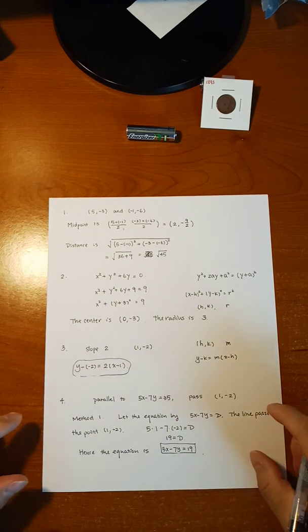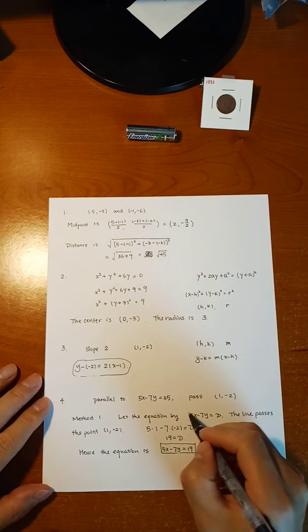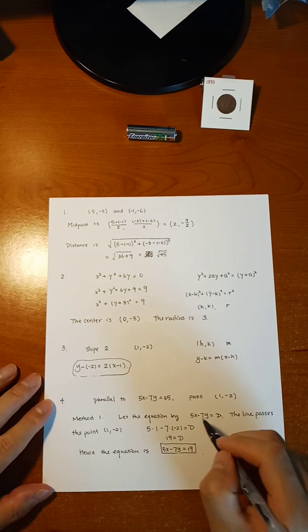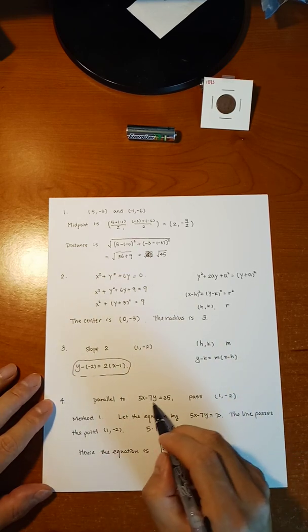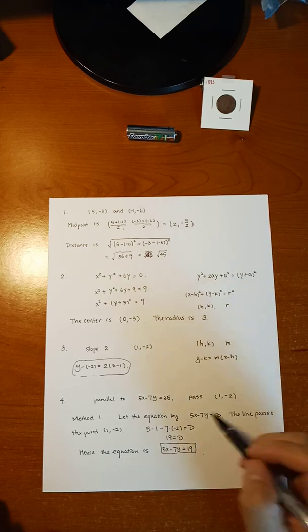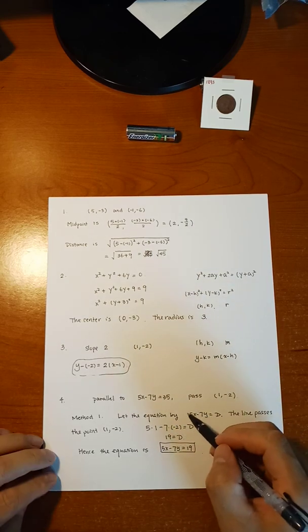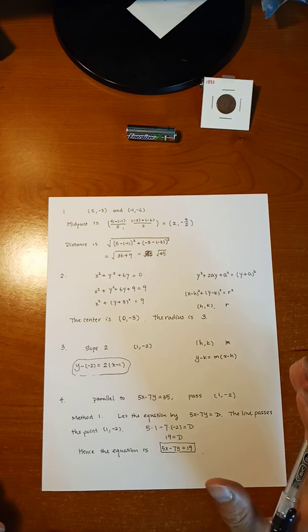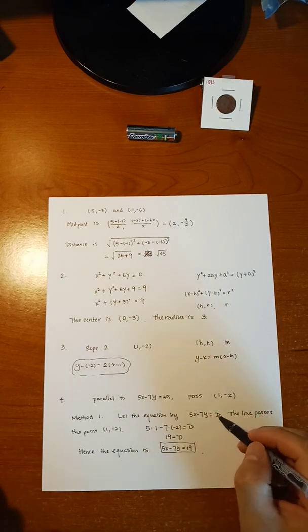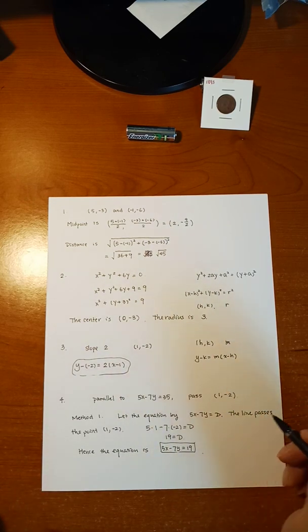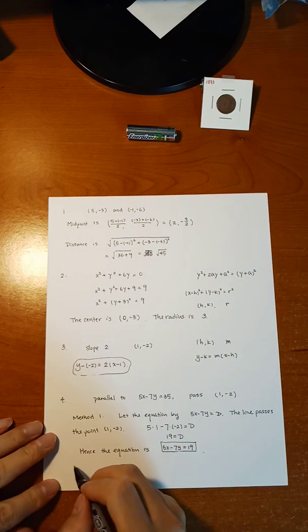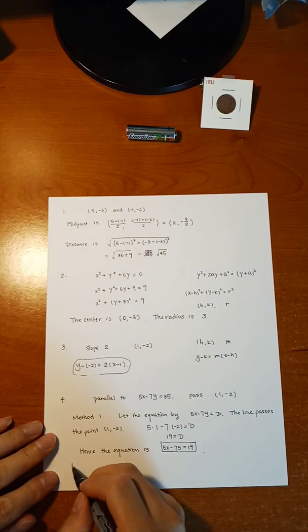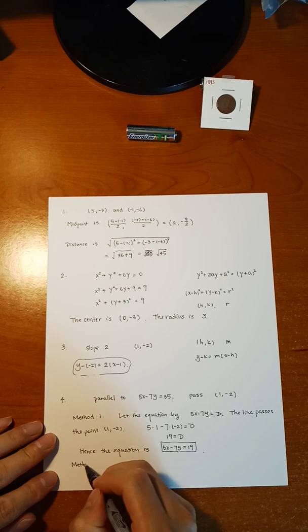So this setup guarantees that this line is parallel to the given line. Whenever two lines are parallel, they will have the same xy part. The only difference is the constant. If you don't understand or don't like this method, we have method 2.